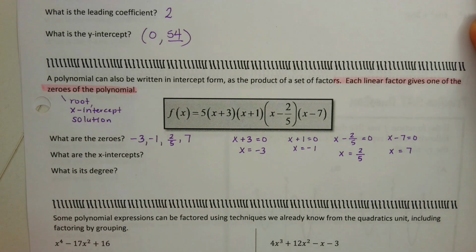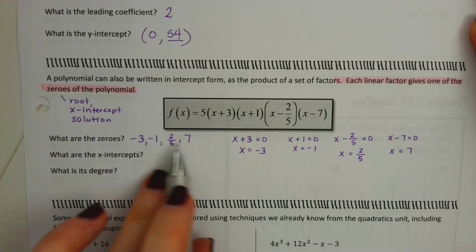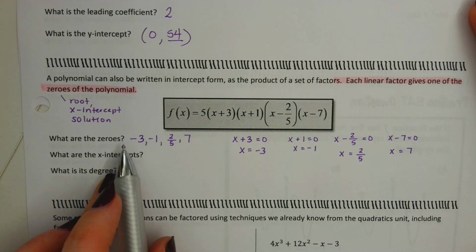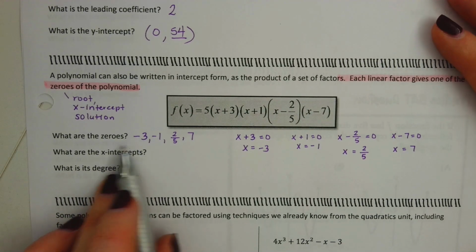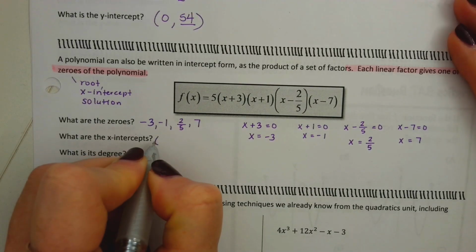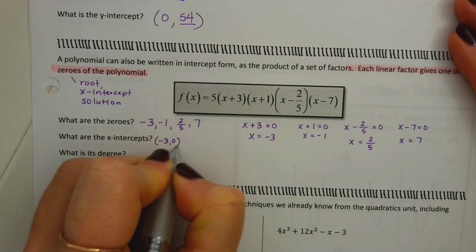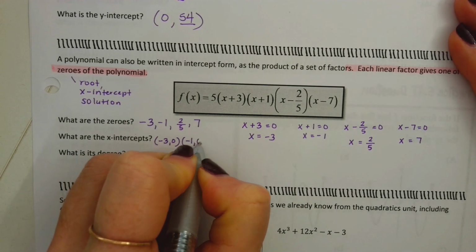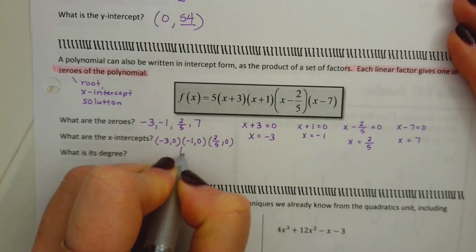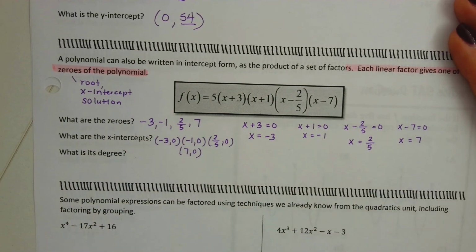Okay. So if those are the zeros, what are the x-intercepts? The same numbers. Yeah, it should be the same. The only thing I'd usually do different for x-intercepts is I'll write them as ordered pairs. So I'll have one at (-3, 0), one at (-1, 0), one at (2/5, 0), and the last one at (7, 0). But they're all the same numbers.